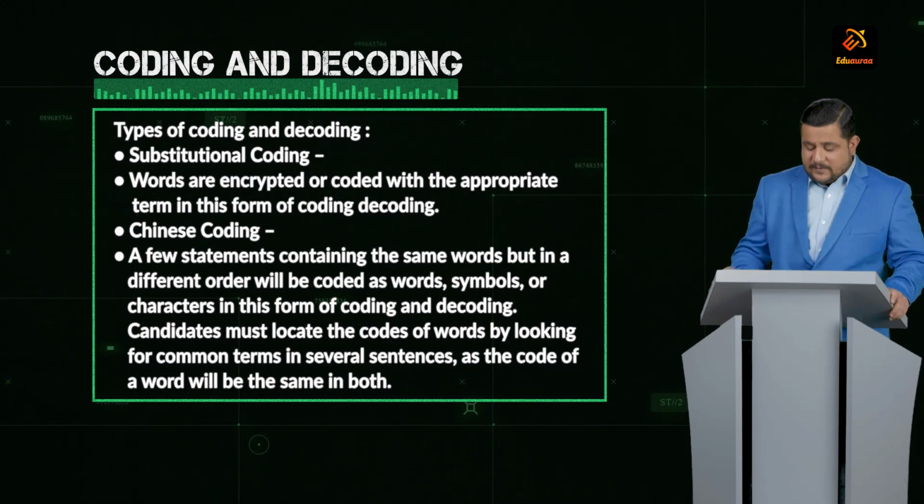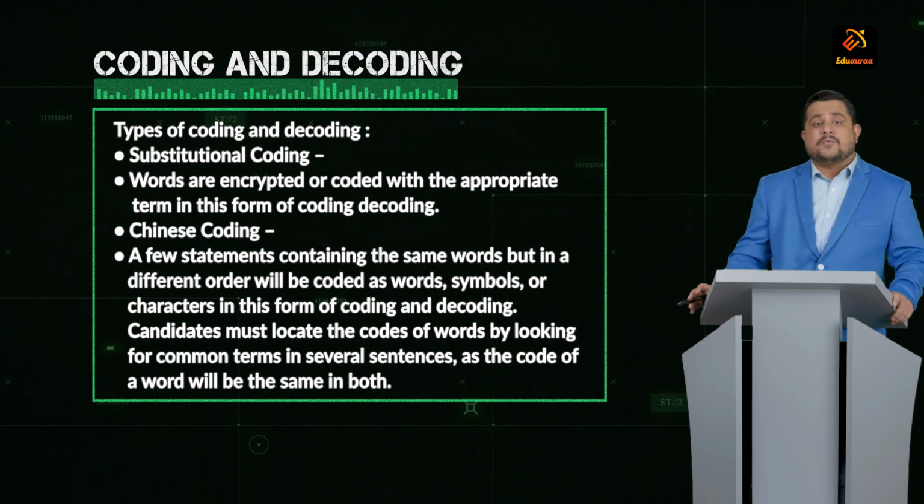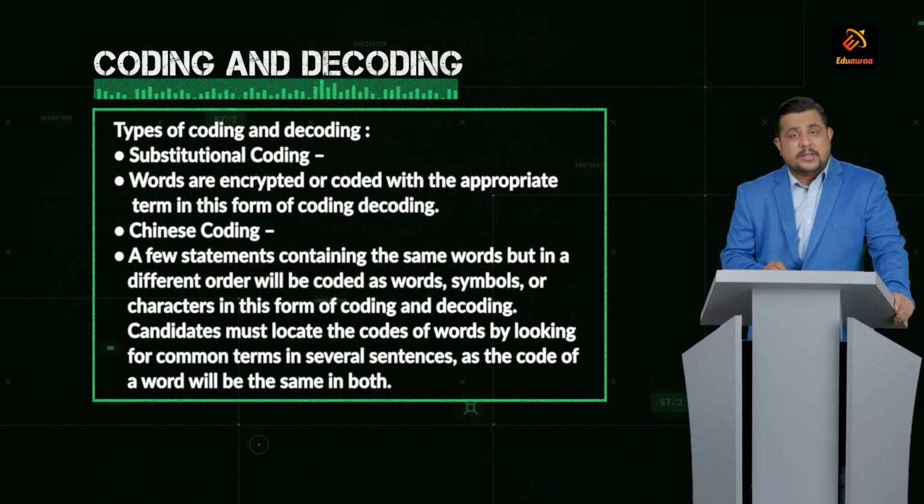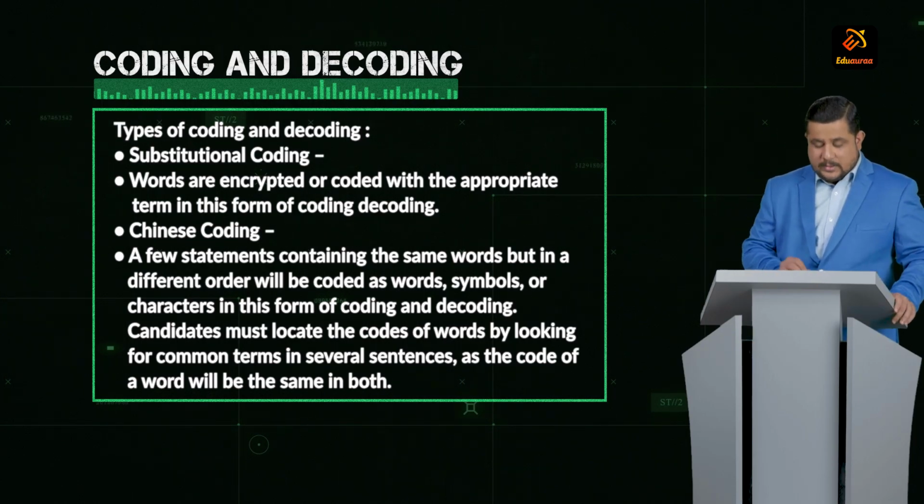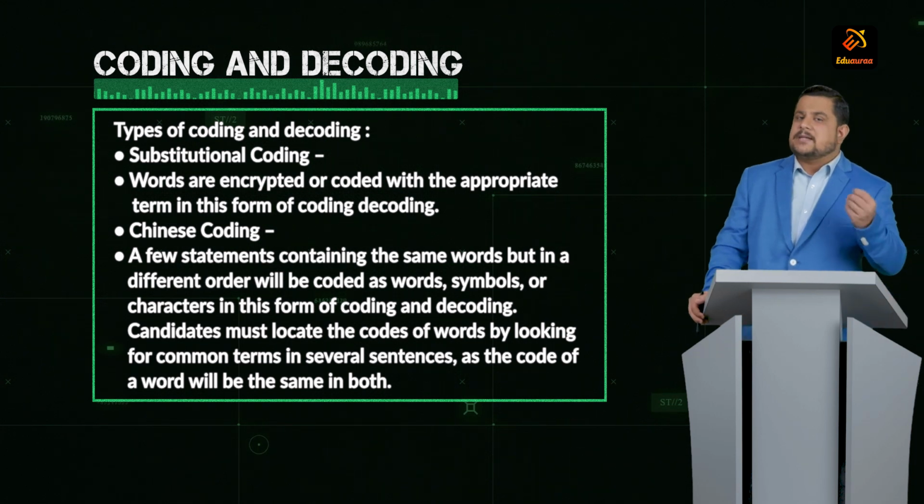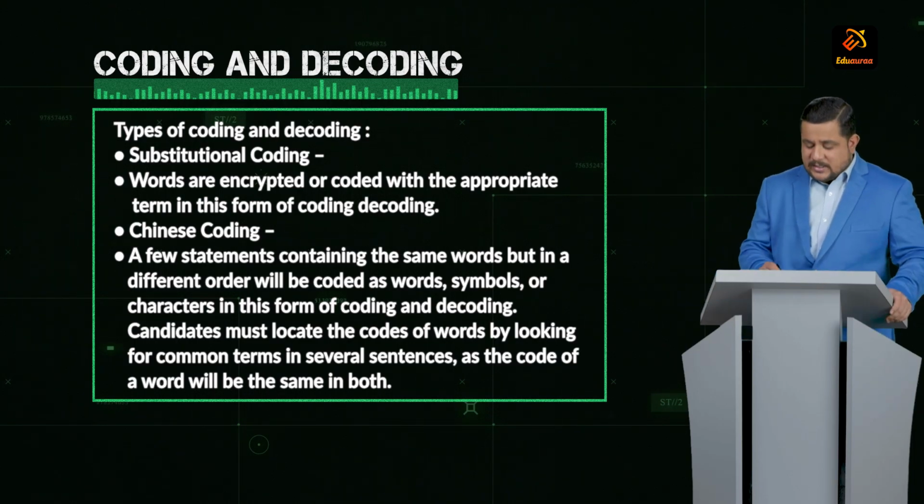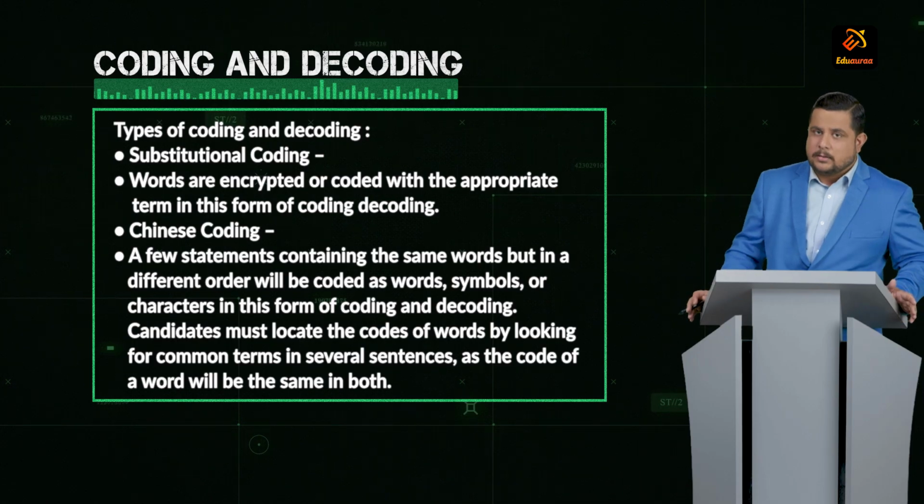In this type of coding and decoding, Chinese coding, we can say it is substitutional also. This can be included in substitutional coding also. But what is this Chinese coding and decoding? In this, some groups of words, or we can say some statements, will be given to you. One to three, or two to four statements will be given, in which each statement will be coded in a certain manner.